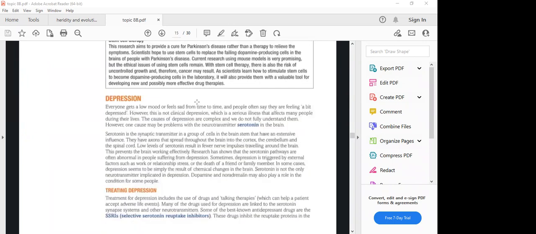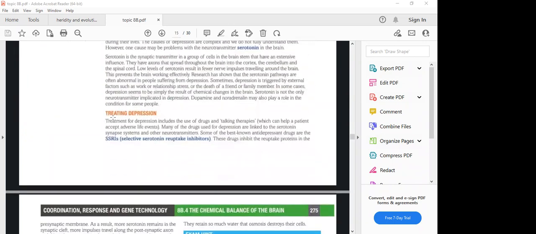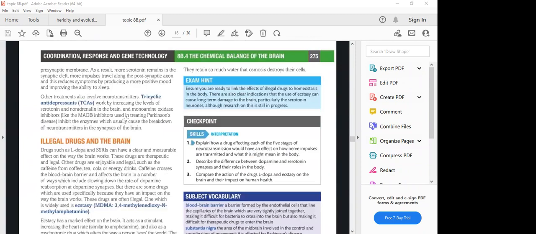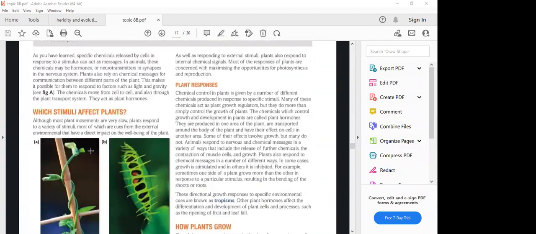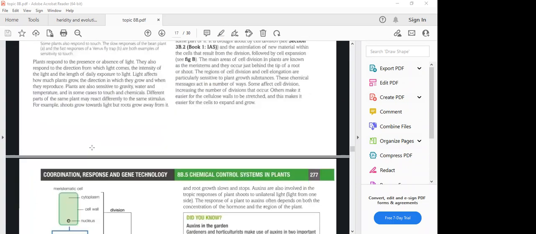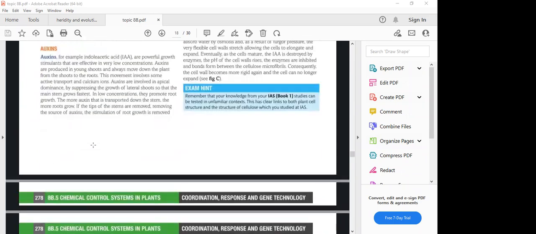Then there are some small topics: depression. What is depression? Treating depression. And then illegal drugs and brain. These are small topics we will study from this textbook only. And then how does the plant respond, right? That we have to understand.